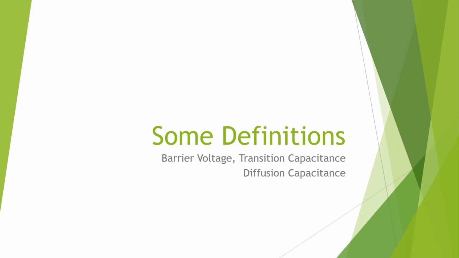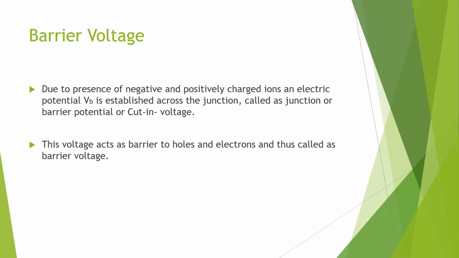आज हम देखेंगे some definition, barrier voltage, transition capacitance and diffusion capacitance. First is barrier voltage. Due to presence of negative and positively charged ions, an electric potential V₀ is established across the junction, called as junction or barrier potential or cut-in voltage. This voltage acts as barrier to holes and electrons and thus called as barrier voltage.